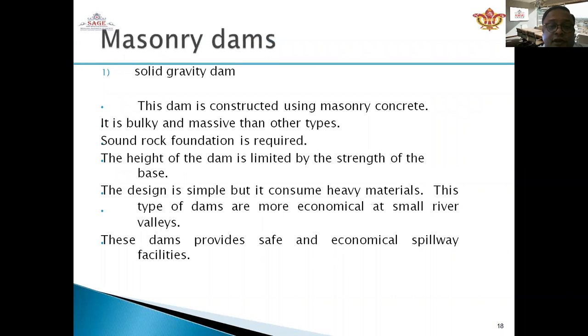Masonry dam, solid gravity dam. This is constructed using masonry concrete. It is bulkier and more massive than the other types. A sound rock foundation is required. The height of the dam is limited by the strength of the base. The design is simple, but it consumes heavy material. This type of dam is more economical at small power values. These dams provide safe and economical spillway facilities.